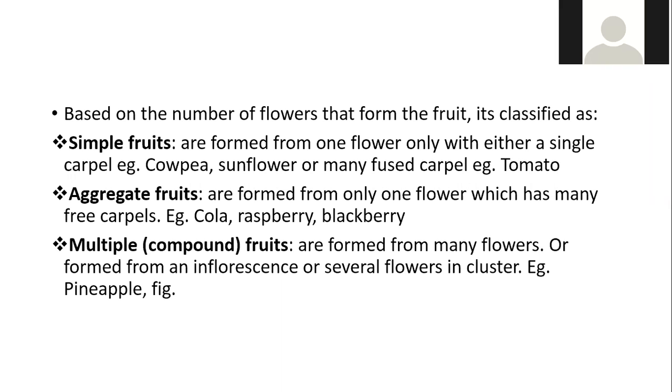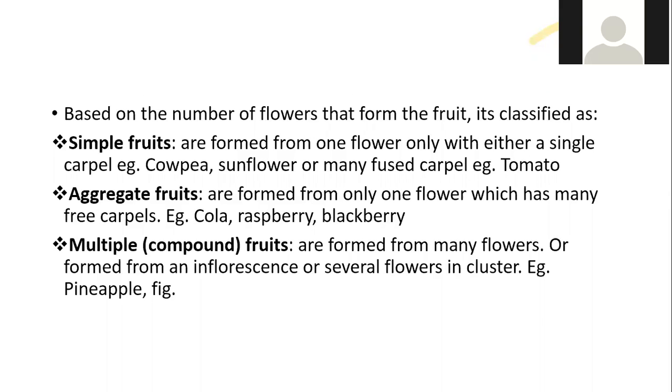Now, what are these simple fruits? What are these aggregate fruits? What are these multiple fruits? Now, these simple fruits are formed from one flower only, either with a single carpel, example you have in cowpea, sunflower, or many fused carpels, example tomato, orange.